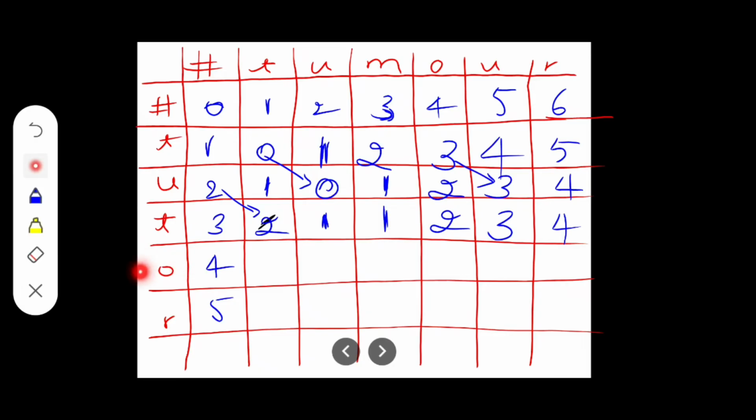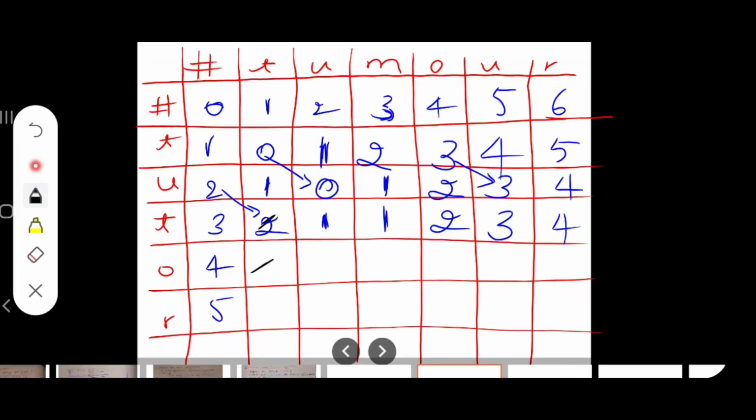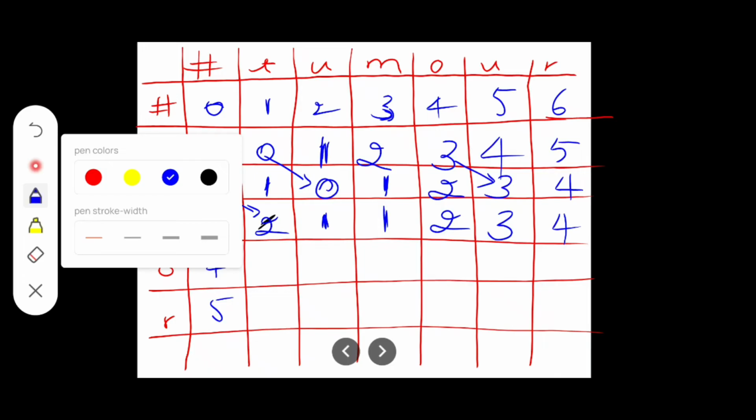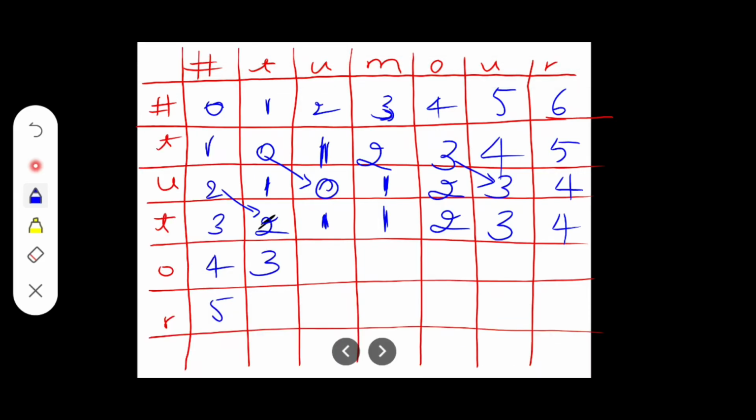And next, O is compared with T. O and T are not equal. I want to fill this box, so consider this set. Because they are not equal, we have to find the minimum element, right? Which is the minimum element among these three numbers, that is 2, 3 and 4? It is 2. So minimum element plus 1 is 2 plus 1. What is 2 plus 1? It is 3. So I'll be filling 3 here.